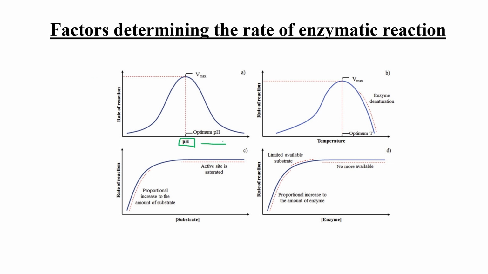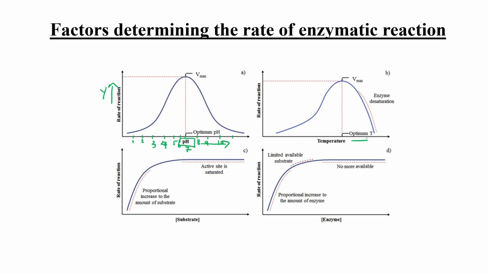On the x-axis pH is there, and on the y-axis rate of reaction. Initially pH 1, 2, 3, 4, 5, 6, 7, 8, 9, 10, and so on. So initially if we increase the pH, the reaction rate will increase, but only up to a certain limit. After that, if we keep increasing the pH, the reaction rate will slow down, if the reaction crosses its optimum limit.